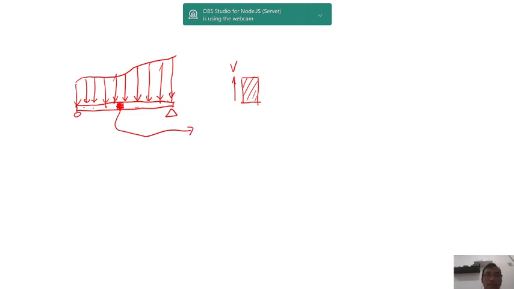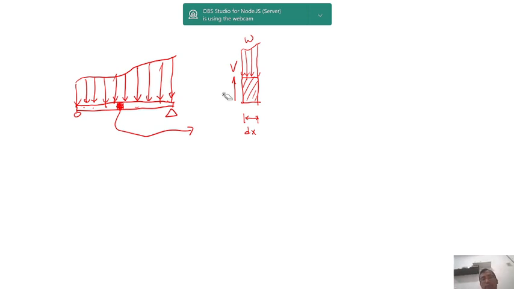And the positive, sorry, I forgot to draw the W, the distributed load. And I forgot to draw the dimension as well just now. I'm so sorry. The length of the element is dx. On the left side of the cut, this part, there will be positive V going upwards.